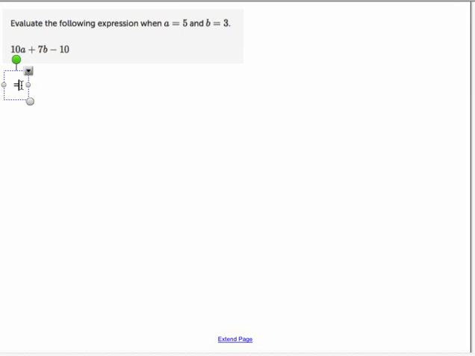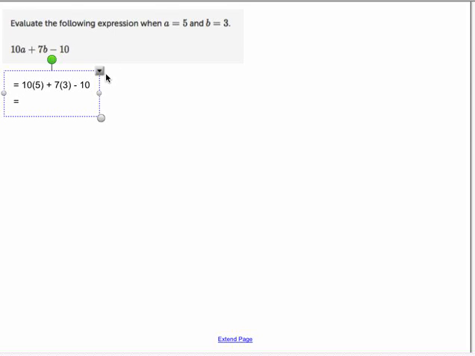Your first step is you need to substitute the 5 into the A place, so plus 7 times 3 minus 10. Okay, so that's the first step. The next step now is you need to work out the order of operations.